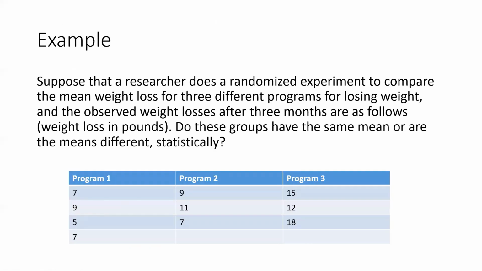Okay, we're going to do an example. Say we have a researcher measuring weight loss for different groups: Program 1, Program 2, Program 3. Those are our different groups. Do these groups have the same mean weight loss, or are those means different, statistically speaking?